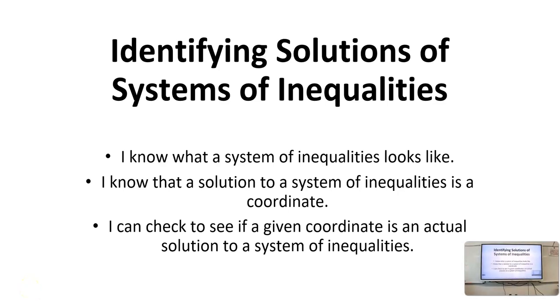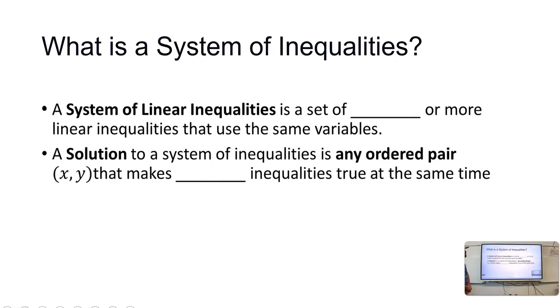All right, identifying solutions of systems of inequalities. So we graphed them in our last assignment. Our goals for this assignment: I know what a system of inequalities looks like. I know that a solution to a system of inequalities is a coordinate, and I can check to see if a given coordinate is an actual solution to a system of inequalities. So we're not going to be doing any graphing on this one. This one's just going to be pure algebra.